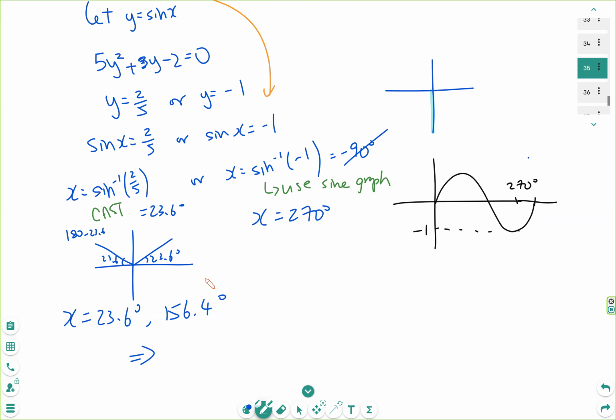As a good gesture, we can write the final answer by grouping them all together: 23.6 degrees, 156.4 degrees, or 270 degrees. Write them in one line.